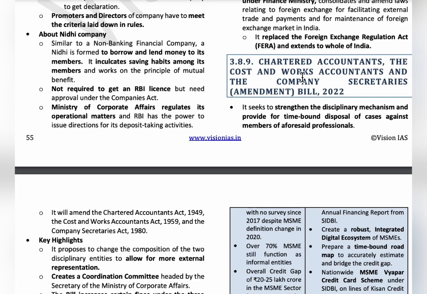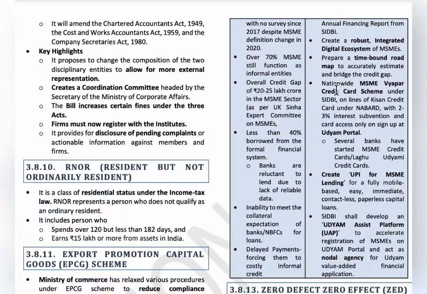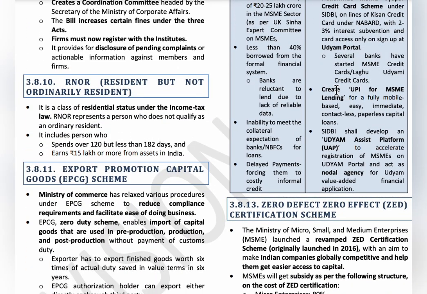The next topic is the Chartered Accountants, the Cost Accountants and the Company Secretaries Bill 2022. So here a coordination committee headed by the secretary of the Ministry of Corporate Affairs is set up to solve the complaints of the members and firms. The bill was amended to strengthen the rules and regulations if these professionals were involved in certain cases.